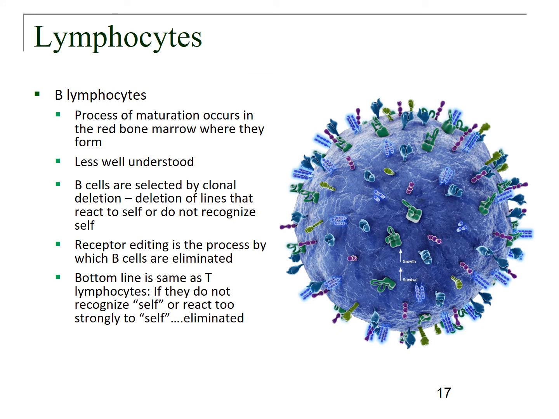Okay, so B lymphocytes go through a similar screening process. It's a little less well understood, but the result pretty much is the same, that you get the deletion of lines that either react too strongly to the cells or don't recognize the cells. And so the process by which B cells get eliminated is something that's called receptor editing. I don't want to go into too much detail about that. That's a little beyond the scope of the course, but the bottom line is pretty much the same as the T lymphocytes. If you don't recognize self, or if you react too strongly to self, you get eliminated.